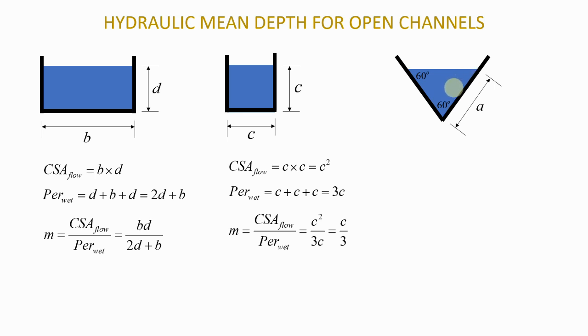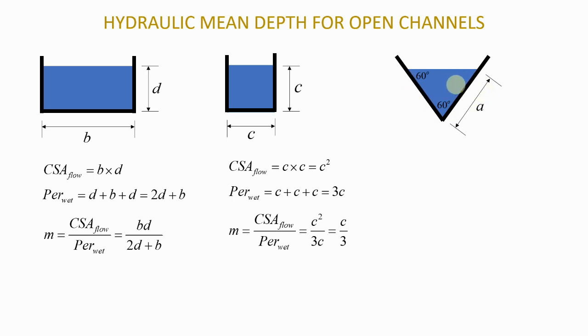And because you have 60 degrees everywhere, then you can say that the cross-sectional area of this flow is actually an equilateral triangle, a triangle that has got sides that are equal and angles that are equal. So this side of the water is A, that side of the cross-sectional area of the flow is also A, and this side also is A.